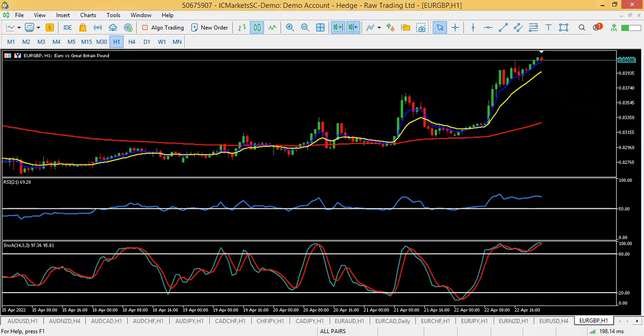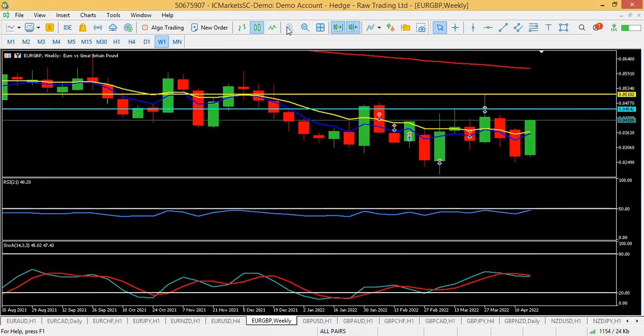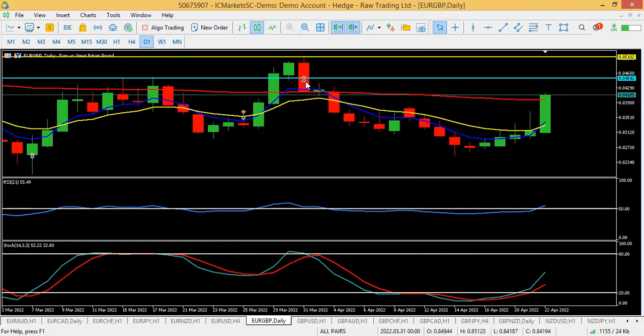Euro GBP. Euro GBP, according to H1 and H4, this is currently buy bias. So the weekly candle, we see the weekly candle close in green. So this tells us that we should expect more upside to come. So this is also a bullish momentum candlestick pattern. So we should expect more upside to come right up to the yellow resistance at 0.8510. That's going to be our weekly target. And the daily target is found right at this blue resistance at 0.8454. And this also closed with a bullish momentum candlestick pattern.